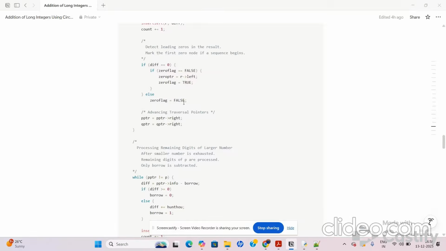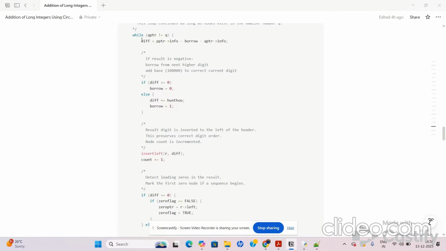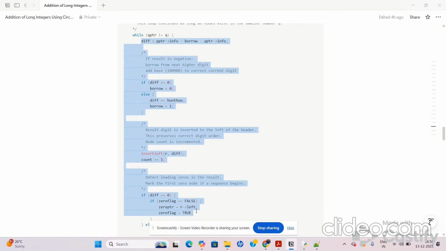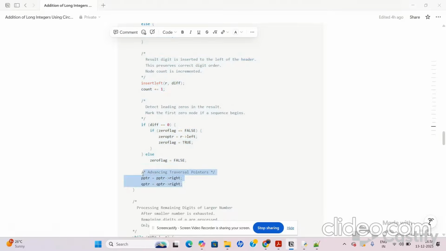Okay, so that means till now whatever happened from this point, the difference to this line, this was for one set of nodes. That means one node from number P, another node from number Q. Okay, so next we need to advance our traversal to the next node. So that's why we move to the right side. So we are incrementing here.